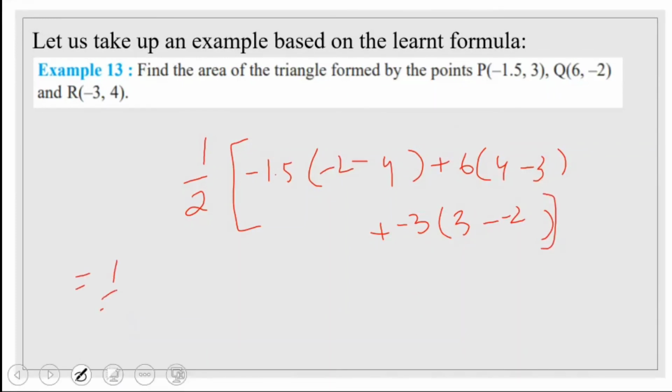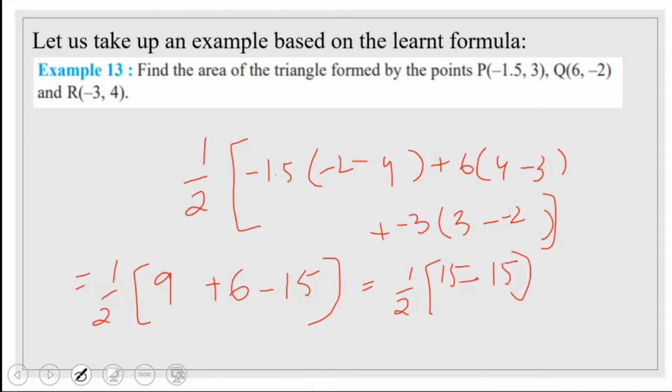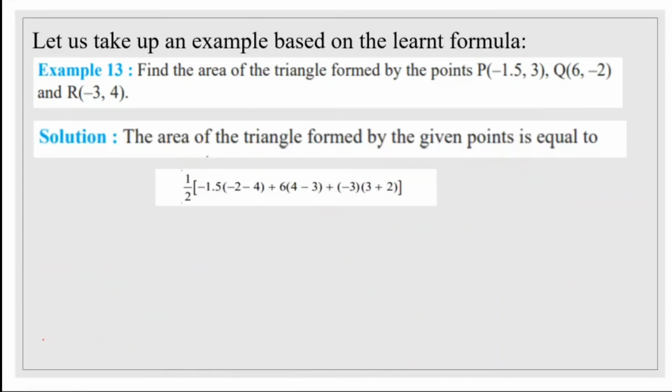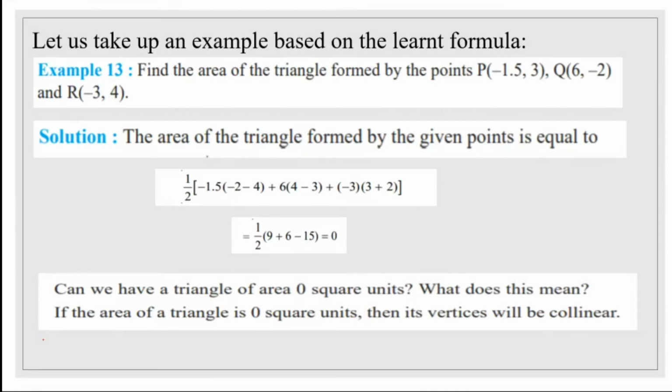So it will be equal to half into minus 1.5 into minus 6, that means plus 9, plus 6 into 1, that is 6, minus 3 into 5, which is equal to minus 15. So how much do I get? Half of 9 plus 6 minus 15, which is equal to 0. So can the area of the triangle be equal to 0? I cannot have a triangle with area 0. That means that the 3 points are collinear. So the condition for the points to be collinear is that the area of the triangle is equal to 0. Now the complete question has also been done for you. You can see it up properly. The area is coming out to be 0, which means that the vertices are collinear. Kindly go through the video again to understand things better. Thank you so much.